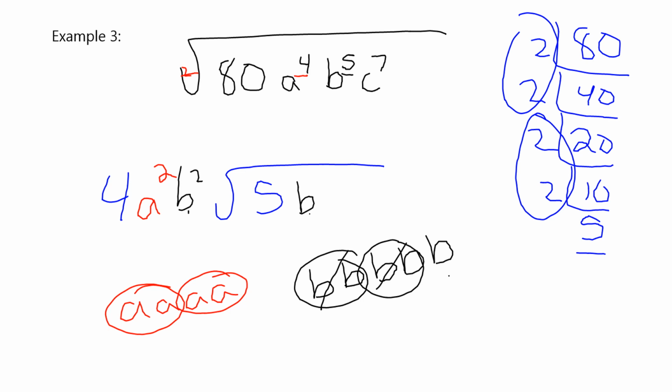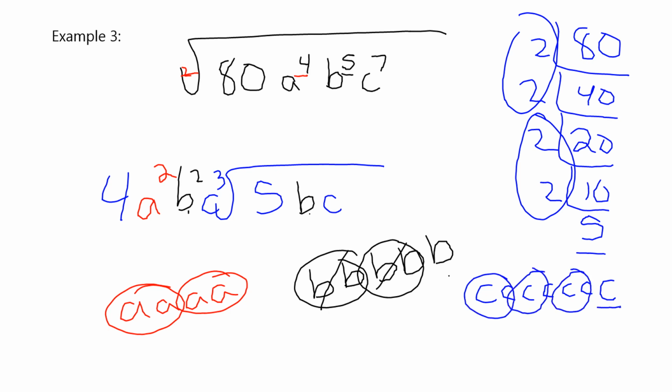And lastly, we have our c's. So c to the 7th, 7 divided by 2 is 3 with 1 left over. Just to show you, c, c, c, c, c, c, c, because there's 7 of them, 1 pair, 2 pairs, 3 pairs with 1 left over. So c times c times c is c cubed, and then 1 c left goes inside.